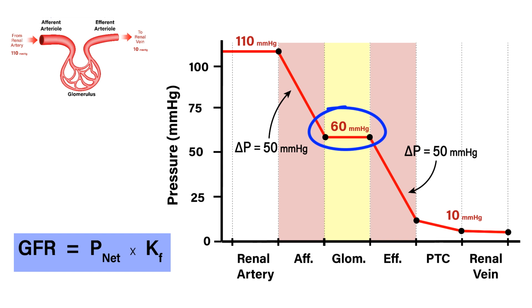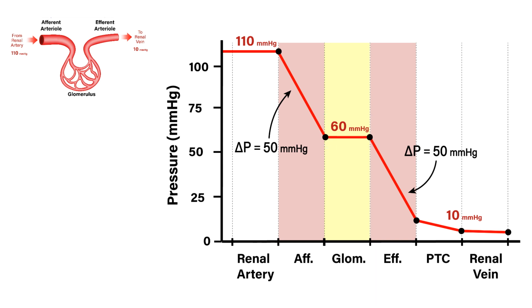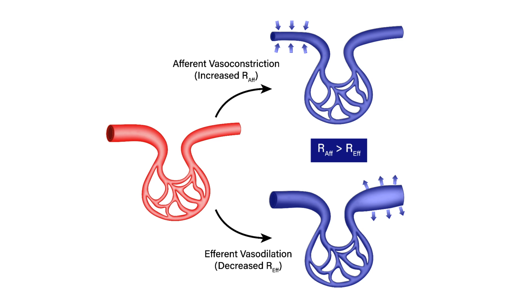Changes to this hydrostatic pressure, either increasing or decreasing, produce corresponding changes to the net filtration pressure and ultimately the glomerular filtration rate. Changes in afferent and efferent arterial resistance can alter the distribution of these pressure drops with the consequence of modulating the glomerular hydrostatic pressure. For the first set of scenarios, let's imagine what happens when there are changes to vascular resistance that make it such that the afferent arteriole now has a higher resistance than the efferent arteriole.